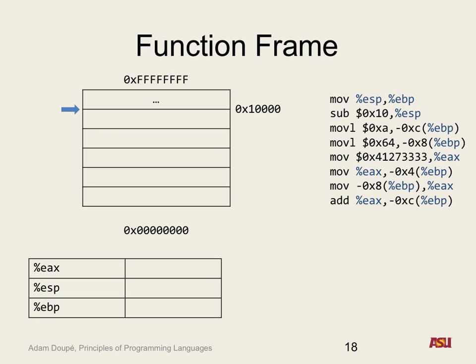But based on this diagram, what's going to be in ESP? 10,000, right? Because I'm telling you the stack pointer points to this location, you know exactly what's in that register when this function is called. Cool. So we're at the first instruction. Now this is where we're setting up our base pointer, right? We need to set up our EBP address. So we're moving the value 10,000, which is in ESP, into EBP.